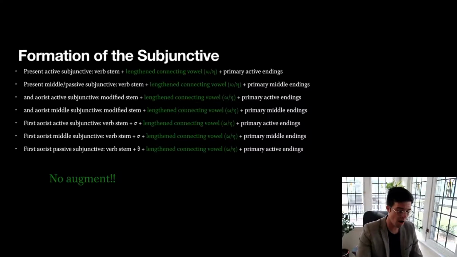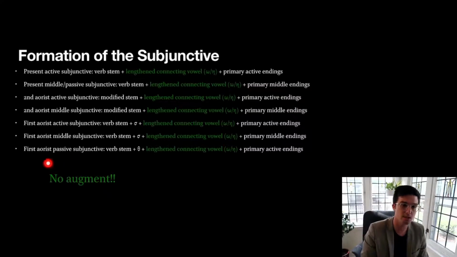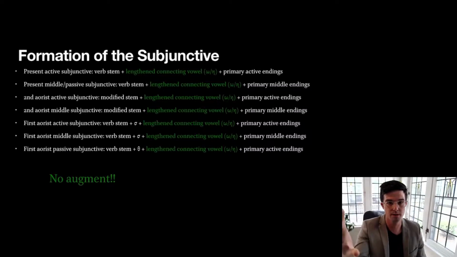And so this is going to be all of the forms that we regularly see in Koine Greek, in the Greek of the New Testament, for the subjunctive. And the last thing I want to call your attention to is the fact that all of these aorist forms, so notice here we have 5 different aorist forms, and none of them take an augment. Remember, the augment only occurs in which mood?